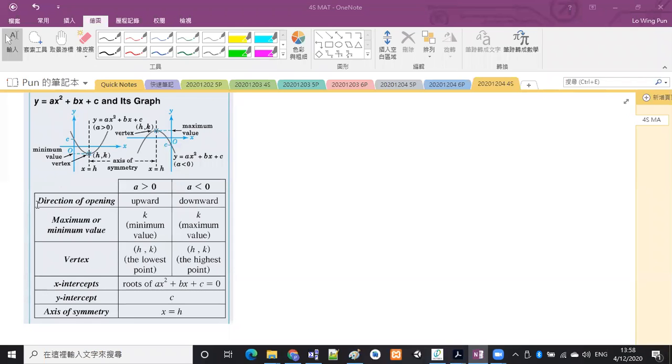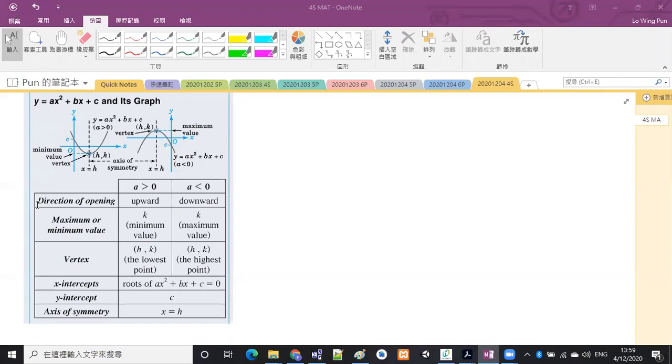The third feature is about the x-intercepts. To find the x-intercepts, you put y to be 0, and then you'll get a simple quadratic equation, and then you just solve the equation. But there will be different cases. It depends on whether delta is larger than 0, equal to 0, or less than 0. Then you will have two different x-intercepts, or just one x-intercept, or no x-intercept.